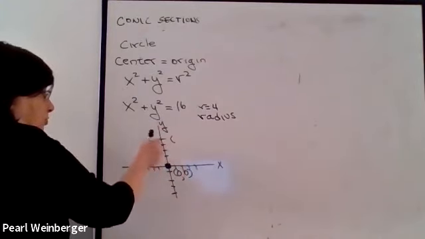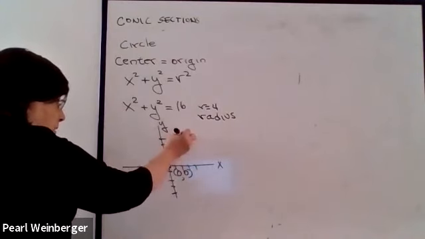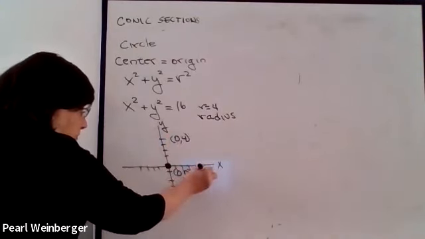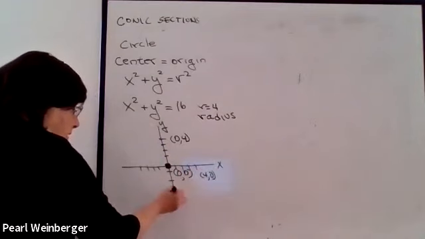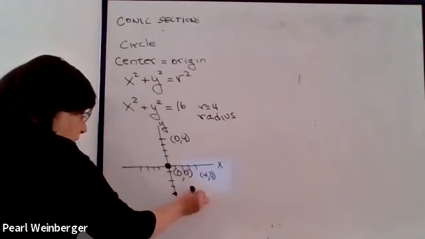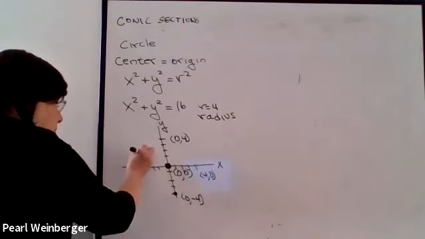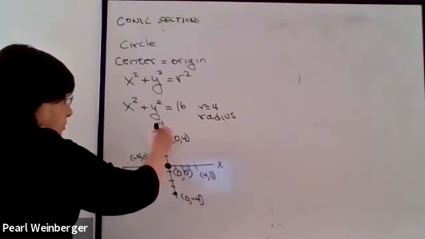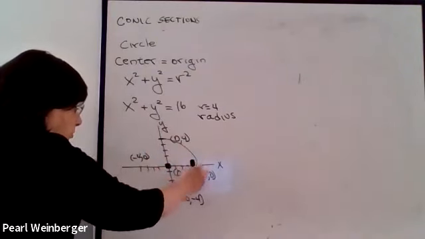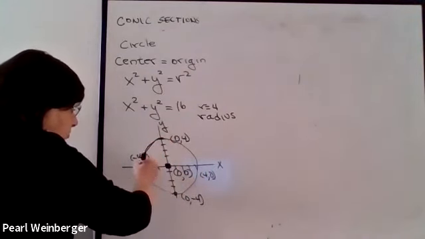I can put in actually what these numbers are. This is the point 0, 4. This is the point 4, 0. Remember, these are intercepts. This is 0, negative 4. And this is negative 4, 0. Those are the 4 places where the circle will cross the x and the y axis, the intercepts.